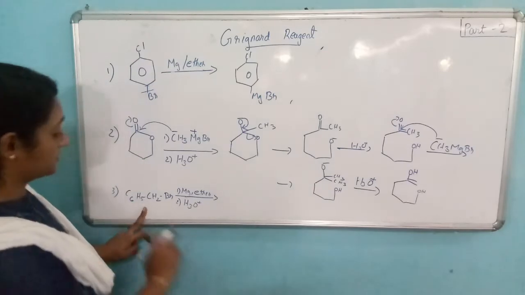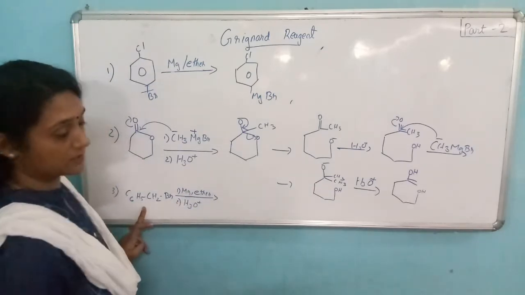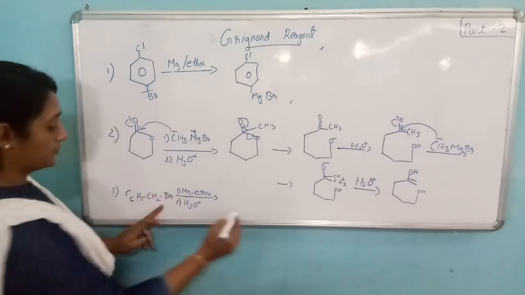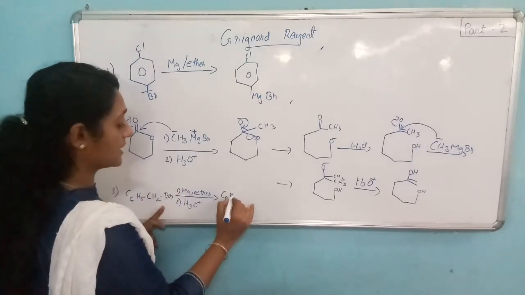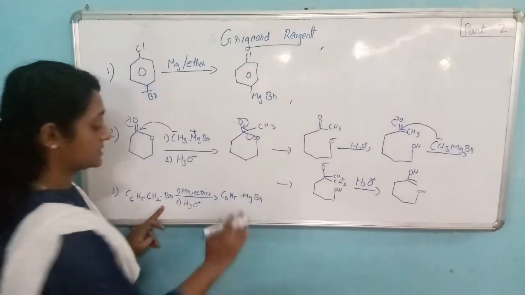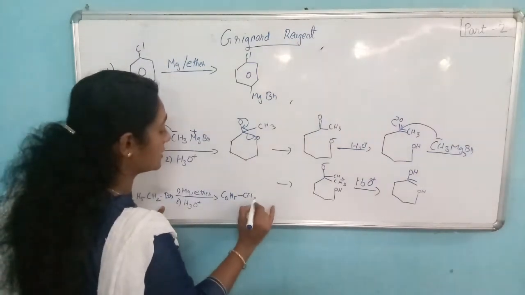Next is benzyl bromide when treated with magnesium in presence of ether. First process is magnesium is inserted in between the carbon and bromine. We get C6H5CH2MgBr.